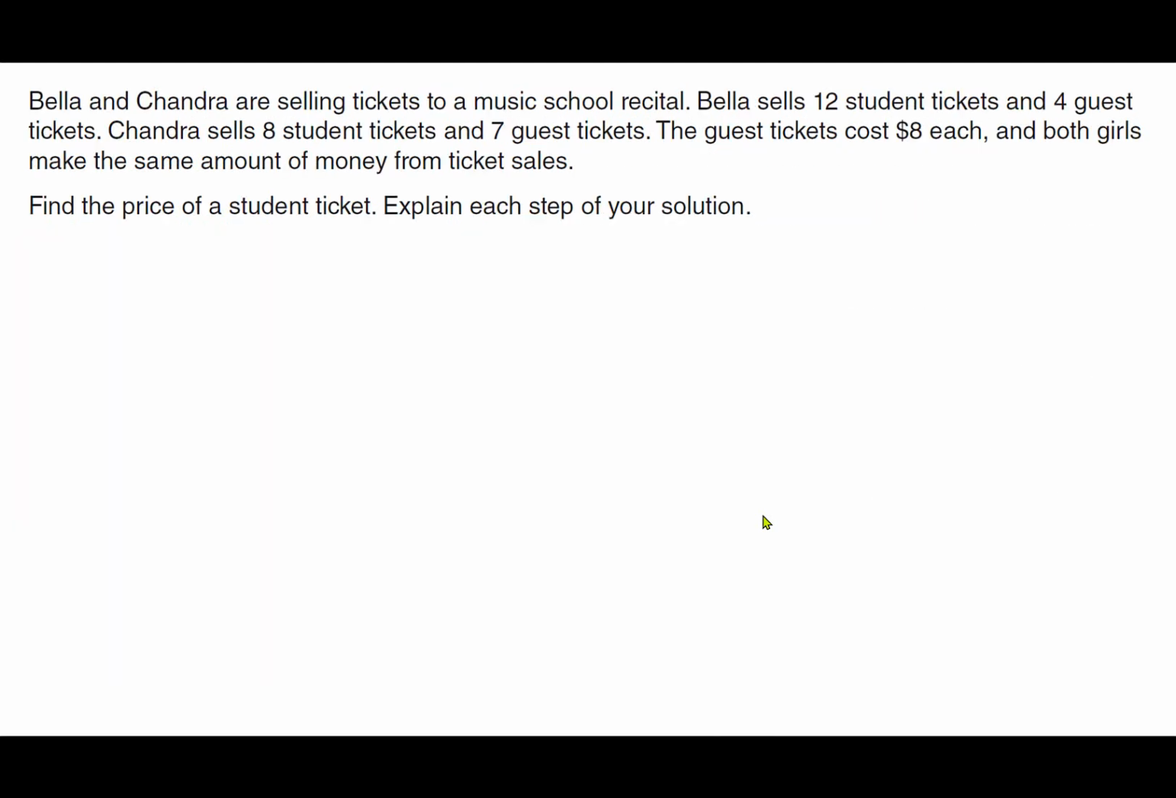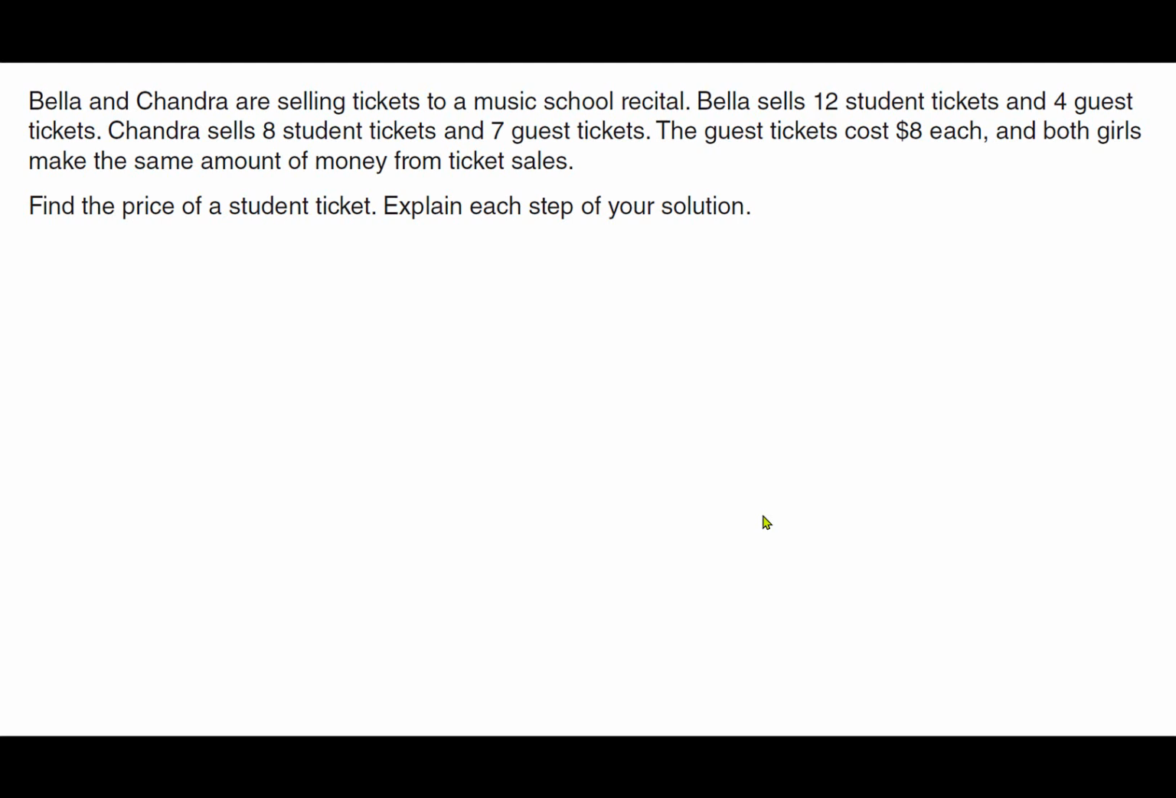The last problem was about Bella and Chandra. They're selling tickets to a music school recital, and Bella sells 12 student tickets and 4 guest tickets. Chandra sells 8 student tickets and 7 guest tickets. The guest tickets cost $8 each, and both girls make the same, there's that important word there, they make the same amount of money from ticket sales.